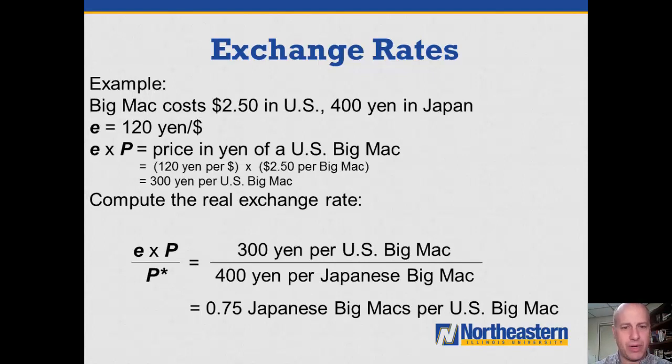In the denominator of our expression, we look at how much it costs in the foreign currency to buy a Big Mac. So in Japan, it costs us 400 yen to buy a Big Mac. Now, when we put the calculations together, we see that we can buy 0.75 Japanese Big Macs for each U.S. Big Mac that we could buy. If I had 300 yen, I could buy a Big Mac in the U.S. I could buy 3/4 of a Big Mac in Japan. So 0.75 Japanese Big Macs represents the relative price or the real exchange rate for a U.S. Big Mac.